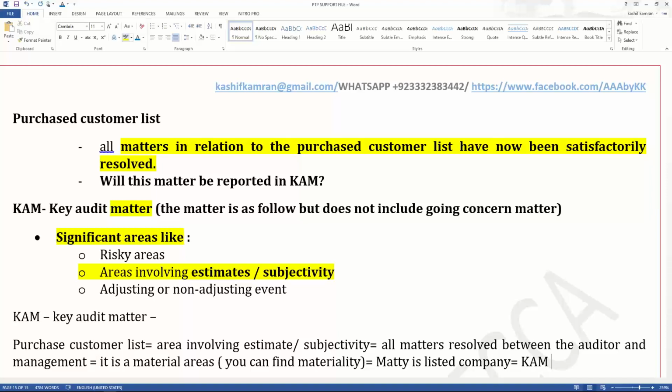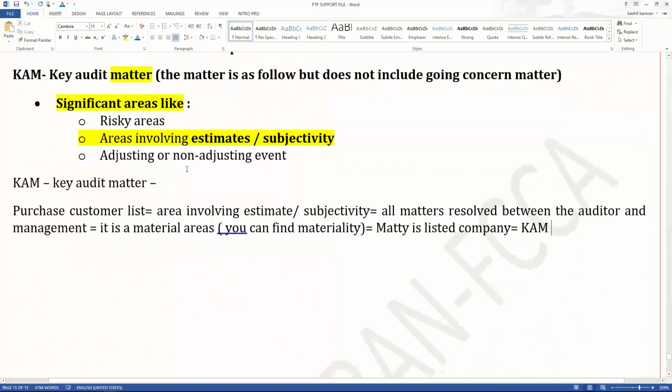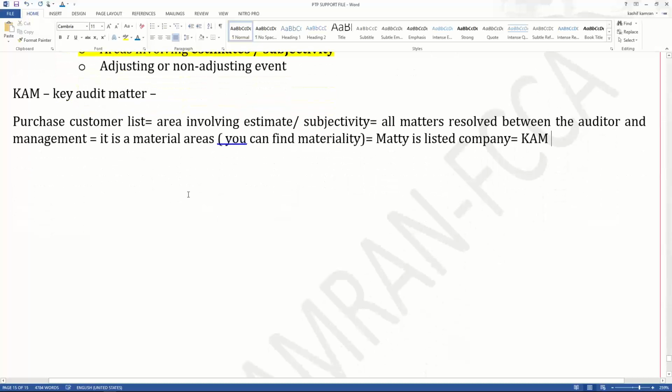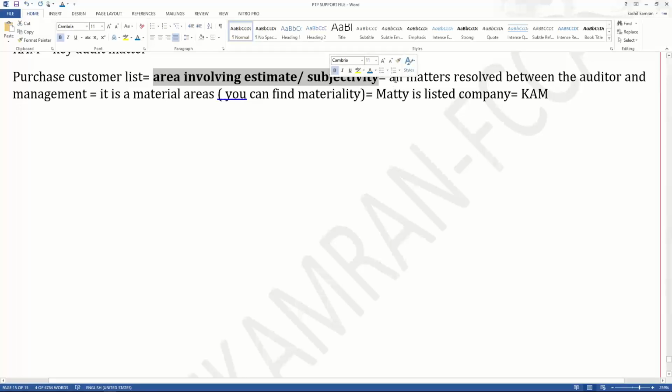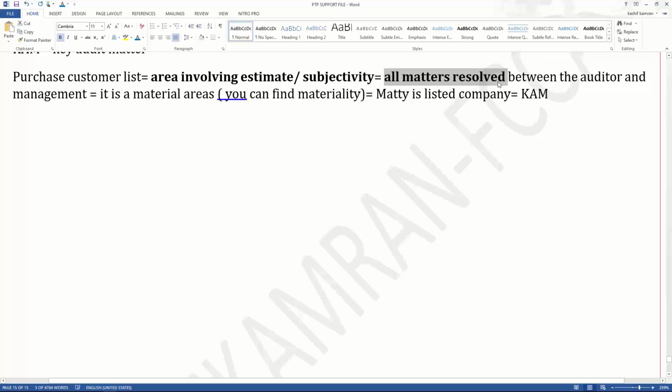See this. You need to be critical in knowing which matter gets to be a CAM. The examiner was very clearly giving you a hint. The examiner was saying that the purchase customer list is an area involving estimate and subjectivity. The examiner was giving you a hint that all matters are resolved. There is no disagreement. It is a material area. And METI is a listed company.